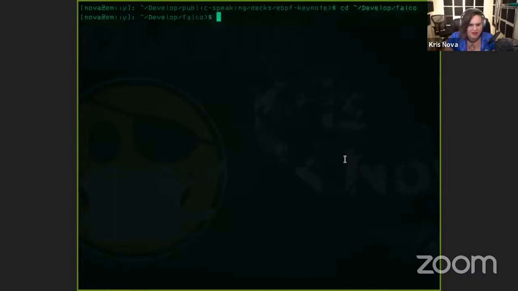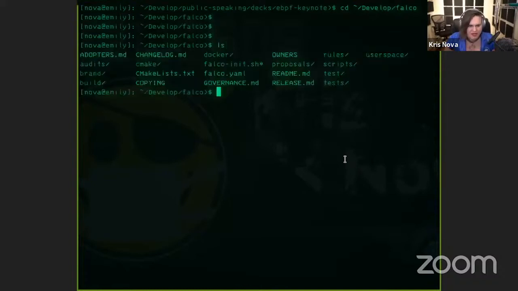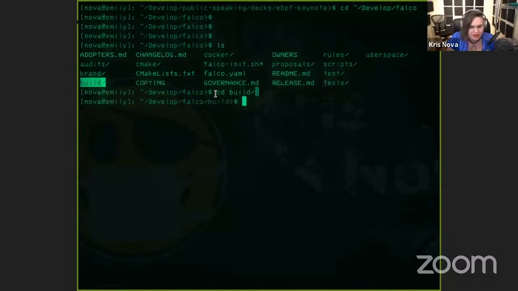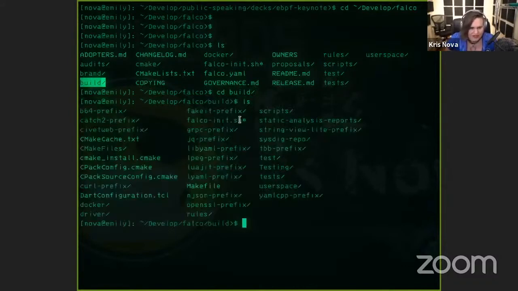We have Falco checked out on my local machine here, and you can see we have this build directory. Let's actually start compiling a few artifacts really quick. So let's go into build, and you can see here we have the driver directory, which is where we're going to compile our kernel module and our BPF probe.